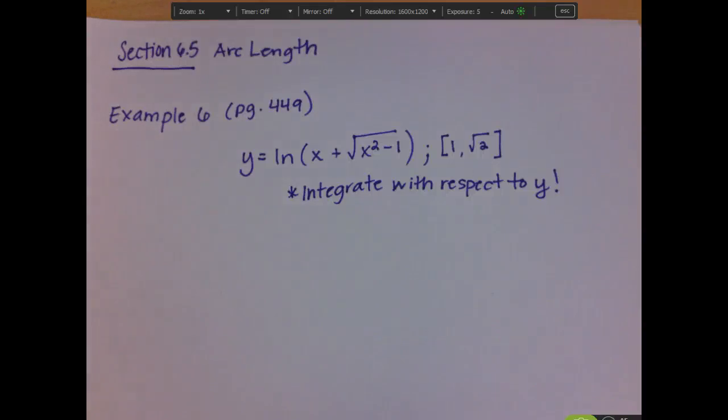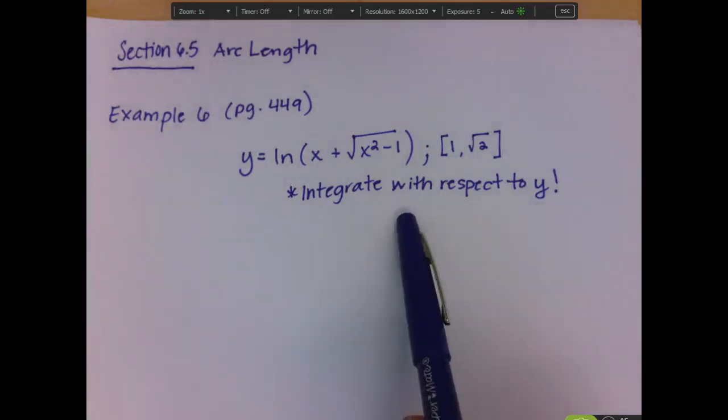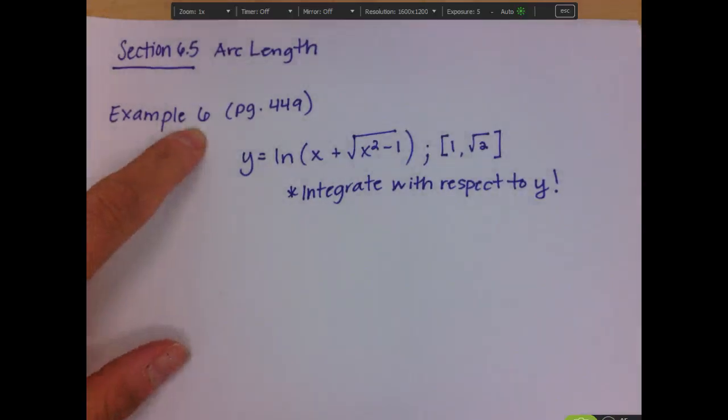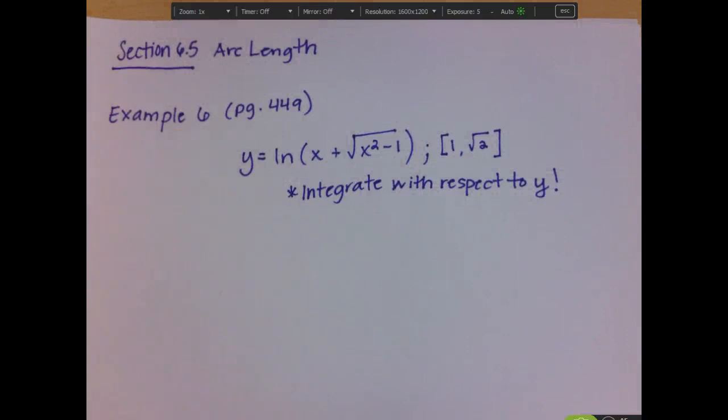In this video for section 6.5, I'm going to show an example of finding the arc length of a curve when we are integrating with respect to y. This is actually an example that's done in your book, example 6 on page 449. Typically I wouldn't redo an example that's already done in the book, but there's so much in here, algebra-wise, that's tricky and not obvious, that the book goes from step to step assuming that it is, and it's really not. So I want to take the time to explain what's going on and show each step.